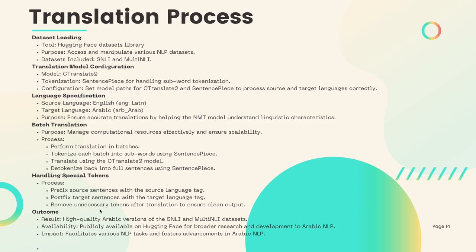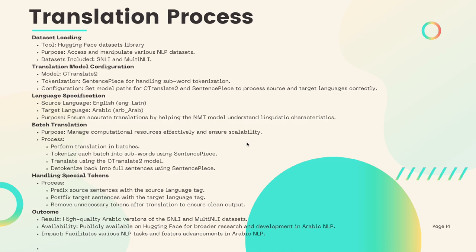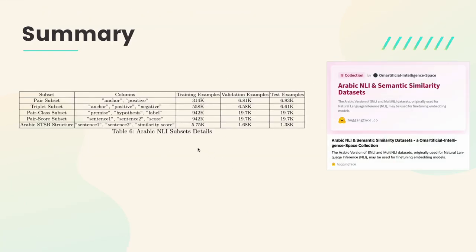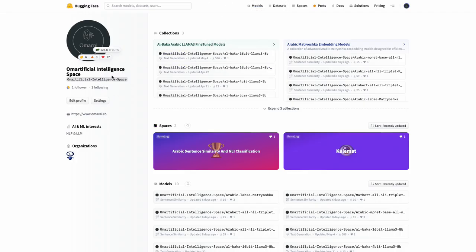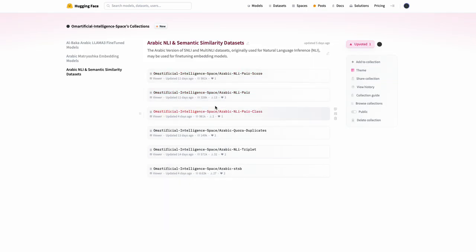As a result, we have high quality Arabic versions of the SNLI and multi-NLI datasets, and I can say these are the first translated SNLI and multi-NLI datasets. To my knowledge, no previous work has been done. This is the data summary, and you can find it public on Hugging Face. If you go to my space here, you can see the datasets, and of course I published this before, so you might see some people have started downloading it and using it.